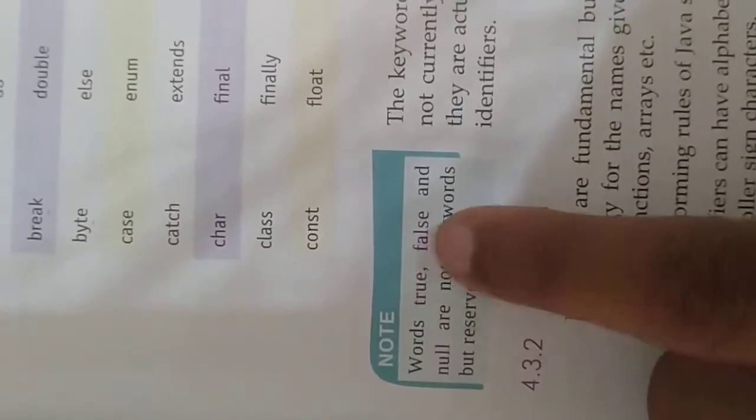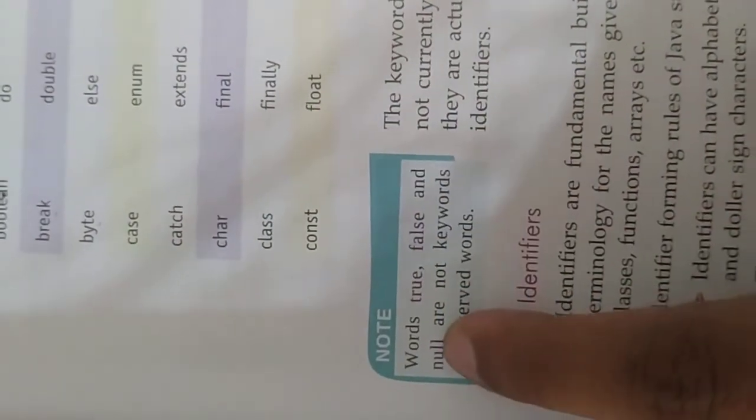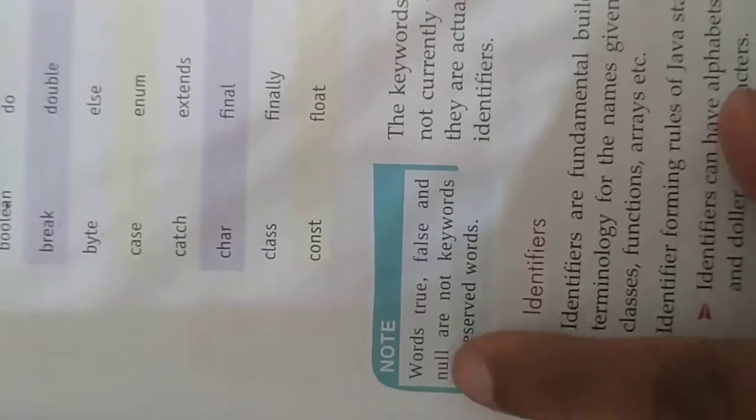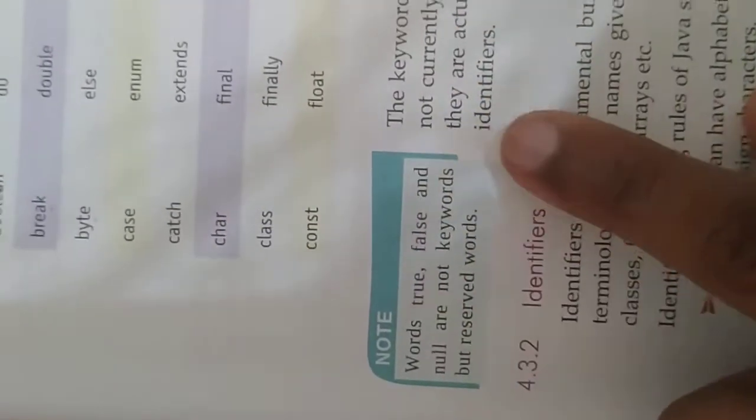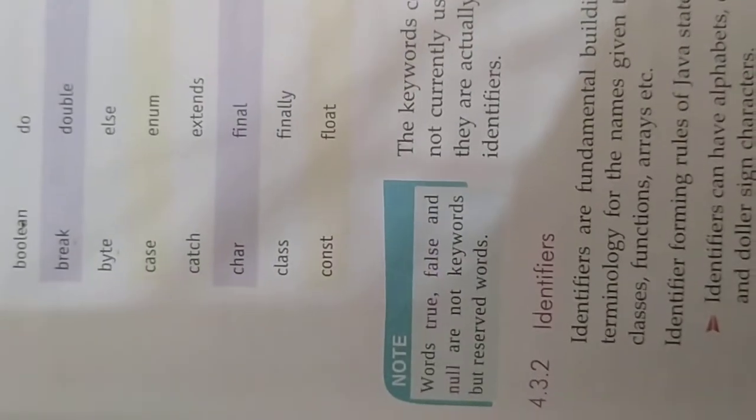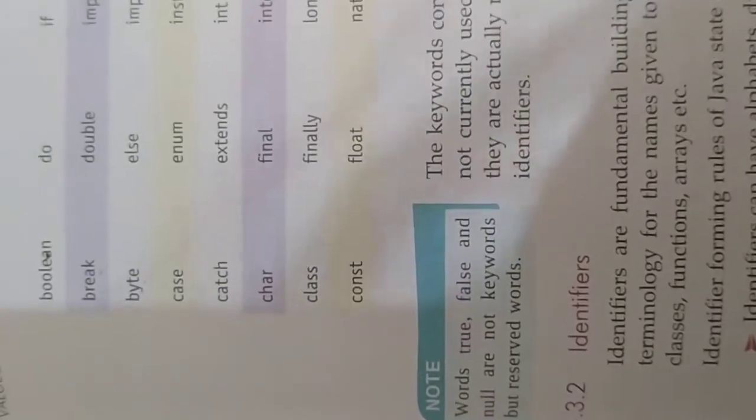Const and go to are reserved. Now they are not used. The main important reserved words are true and false, and null. These are not keywords but called reserved words. Reserved words means they also have a special meaning. They cannot be used for your normal program. These true, false, and null are known as literals.